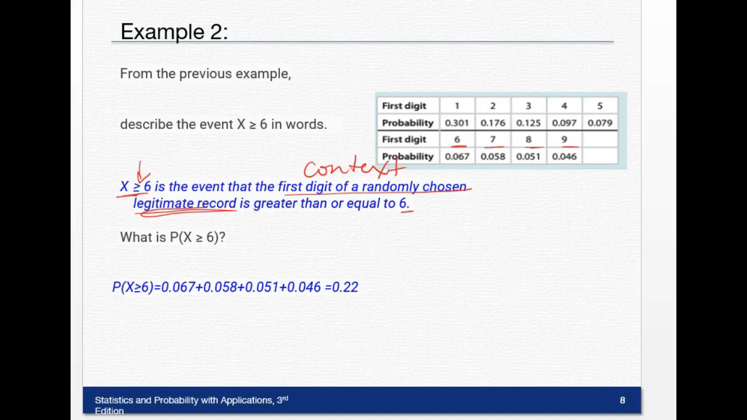Then the next part says, okay, what is the probability that X is greater than or equal to 6? So I look in my table. What are those probabilities? And I add them up. That's what I've done here, and I get 0.22. Easy enough.